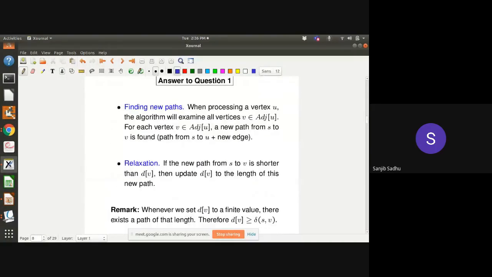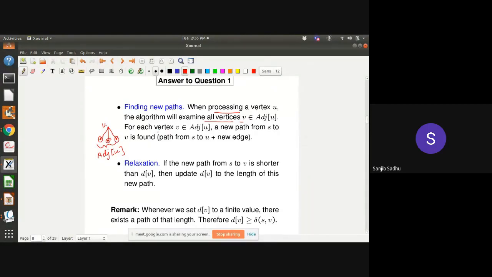When processing a vertex U, suppose you are processing this vertex U. It has some adjacent vertices. When you are processing a vertex U, the algorithm will examine all the vertices V where V belongs to the adjacent vertices. This one may be V, this one may be V, this one may be V.